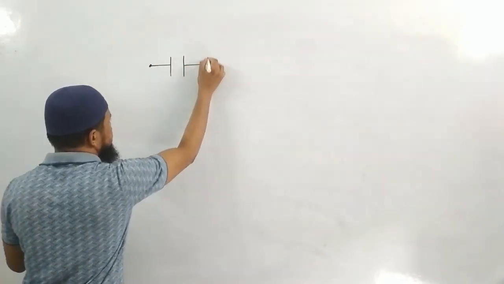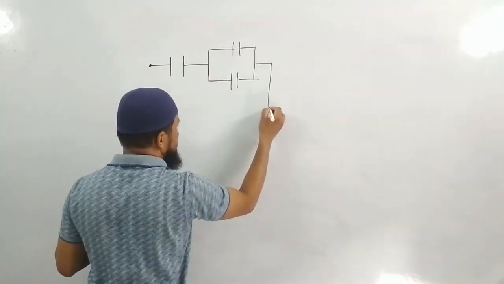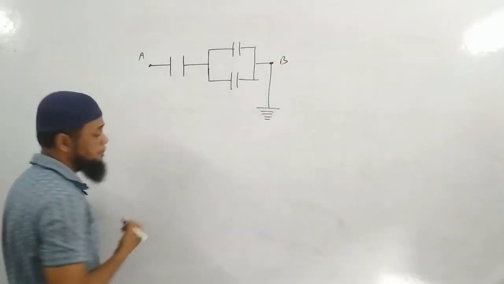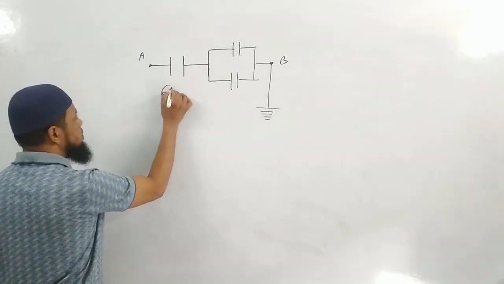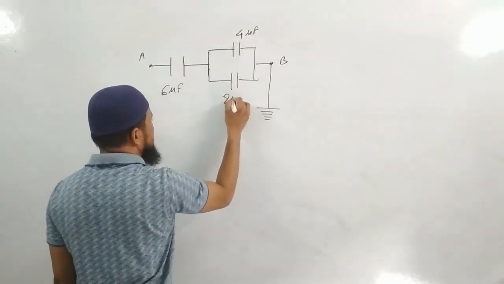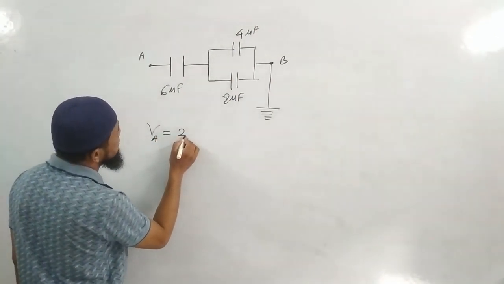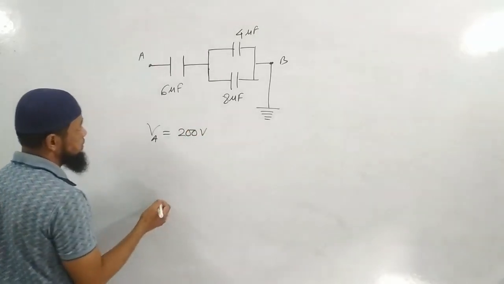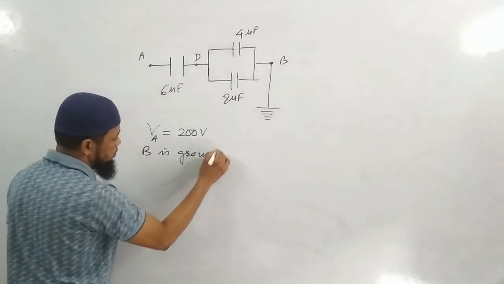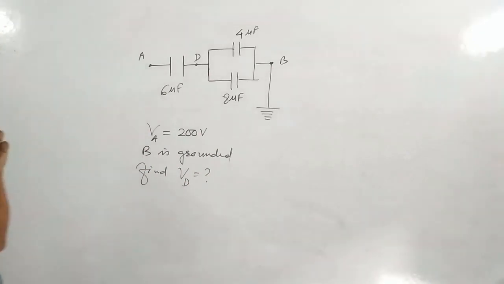This is also a simple question. This circuit is getting grounded. Point A, this is B, 6 microfarad, 4 microfarad, 8 microfarad. Potential at A is 200 volt. This particular point is D. B is grounded. Find VD. What is the potential at D?